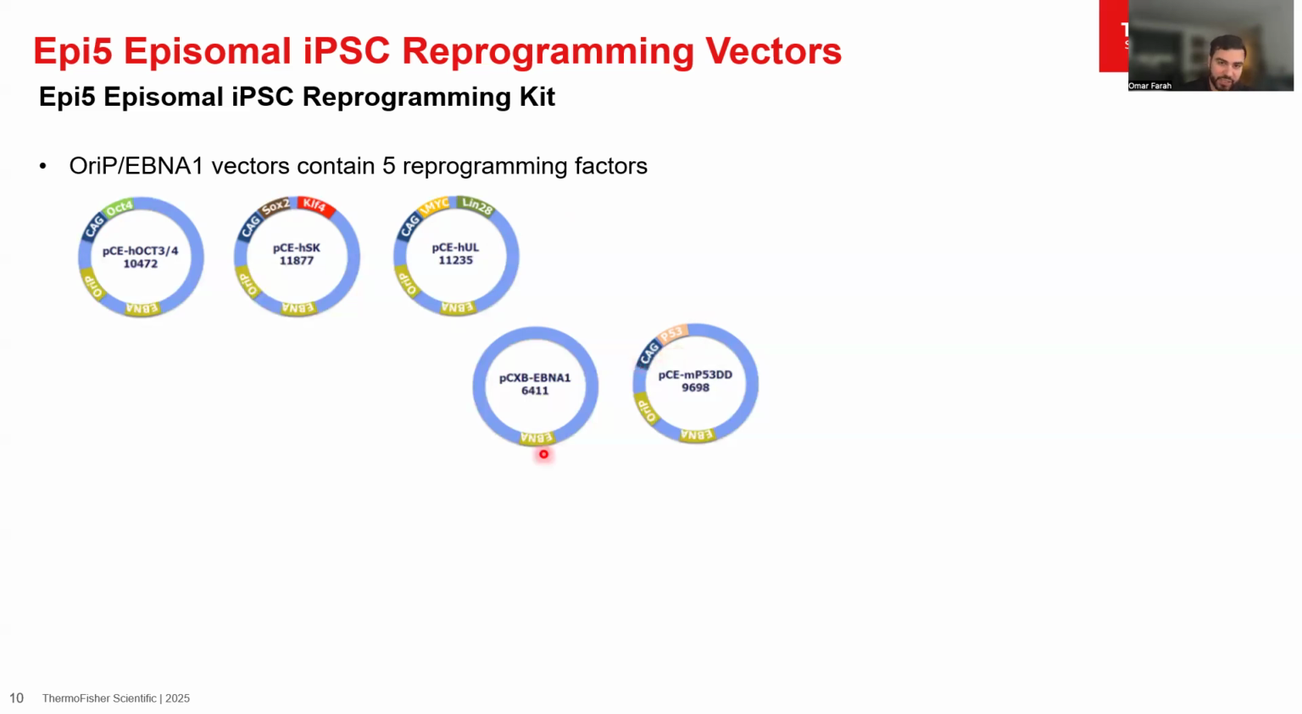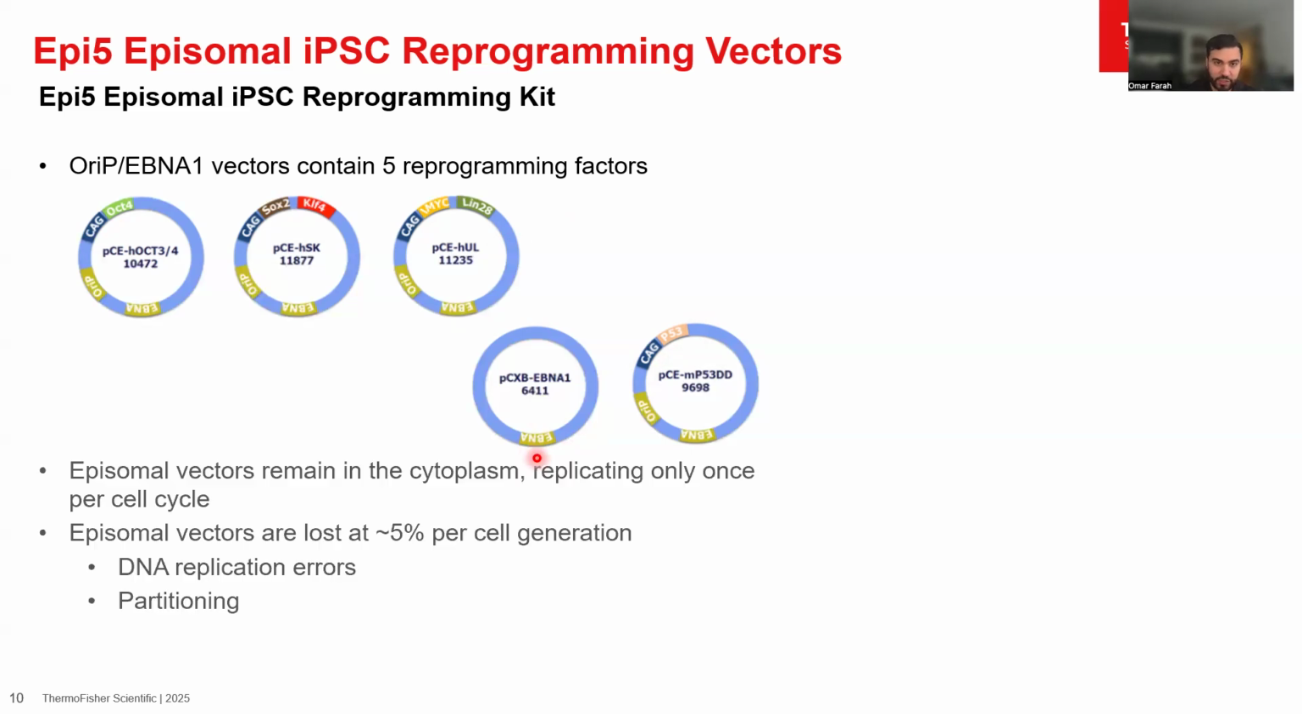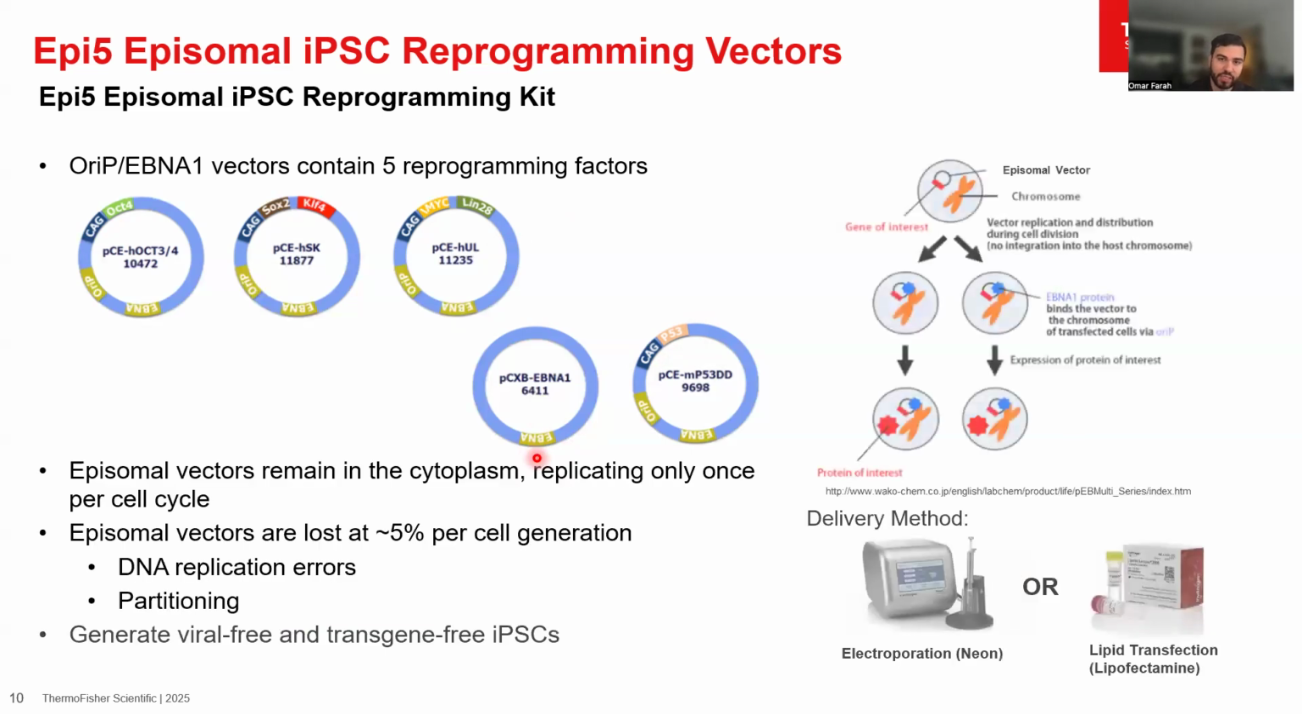And then you'll notice here that almost all these vectors have an EBNA1 construct as well. So the way this works is when we deliver these vectors, either by electroporation or lipid transfection, into our somatic cell, right? These plasmids are going to bind to the chromosomes via the EBNA1 protein that's encoded in the plasmids.